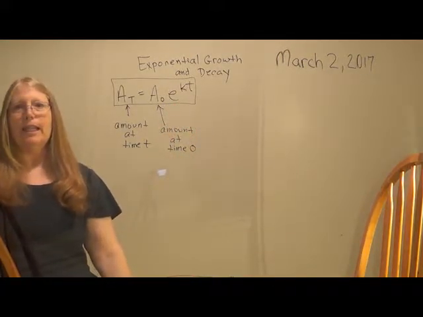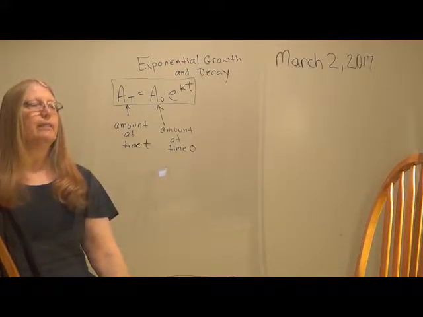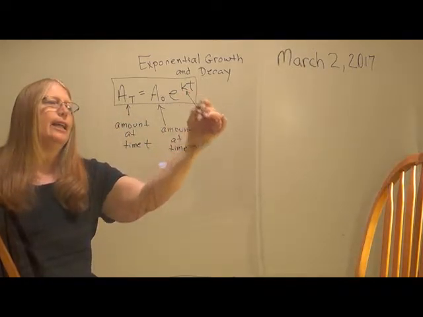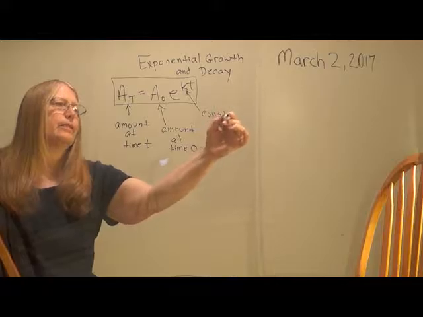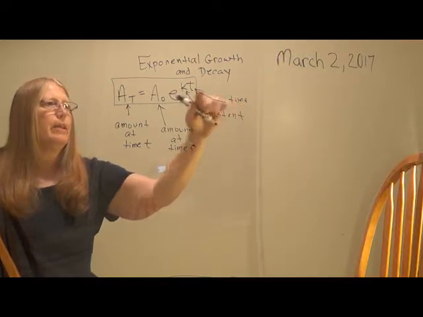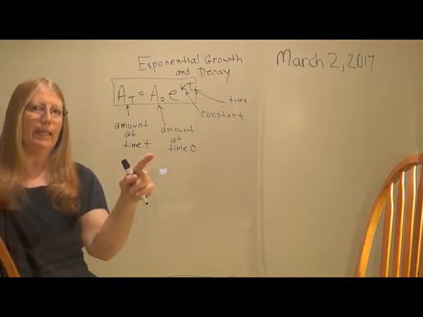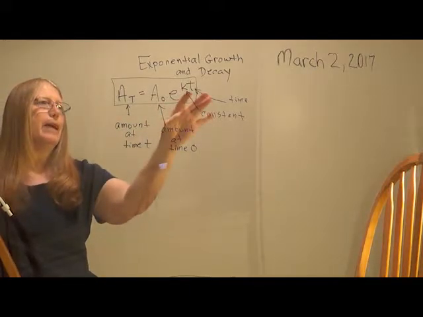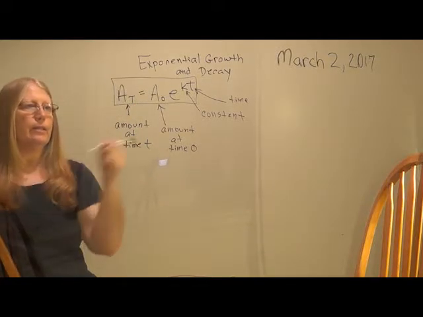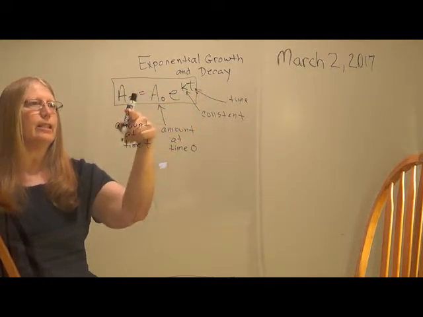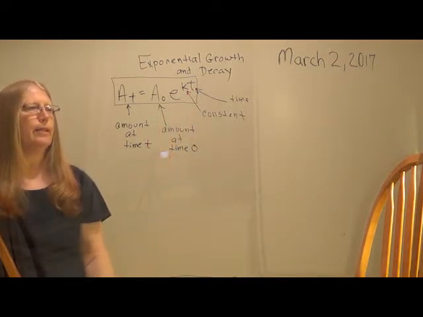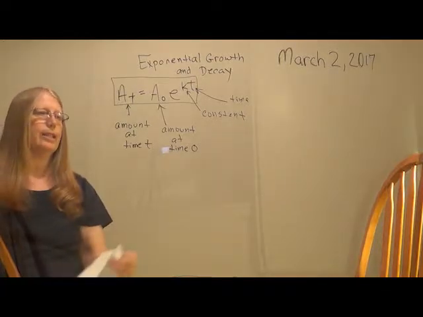And e is our friend. e pops up in so many places, and it's popping up in exponential growth and decay. So e is e. k is a constant. And t is time. The time here will match the amount at time t here. So this time will match this time. These won't be the same number because this is the amount at this time. So I'll make this t look more like that t. So these are the same times. This is the amount at the time stated here.